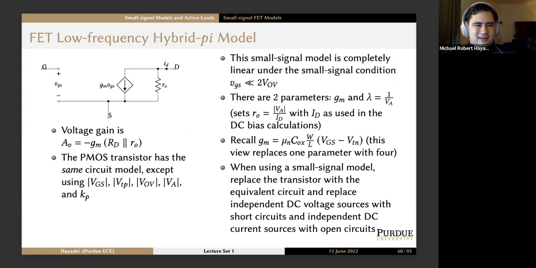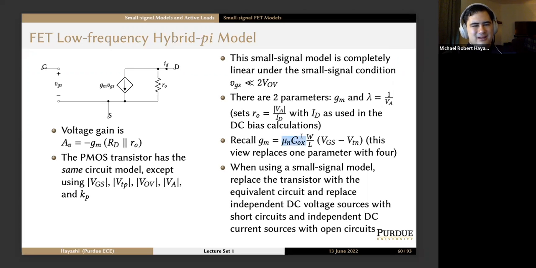So if we look here, we have gate, source, and drain, the three major terminals of the MOSFET. There's no current into the gate because it's open circuited. That makes sense. But we do need to measure the voltage between gate and source so that we can have this voltage controlled current source, VCCS, with transconductance g_m. And we also have this output resistance r_o, which comes from the early effect. So if we have lambda, it sets r_o equals the absolute value of V_A over I_D, with I_D as used in the DC bias calculations.